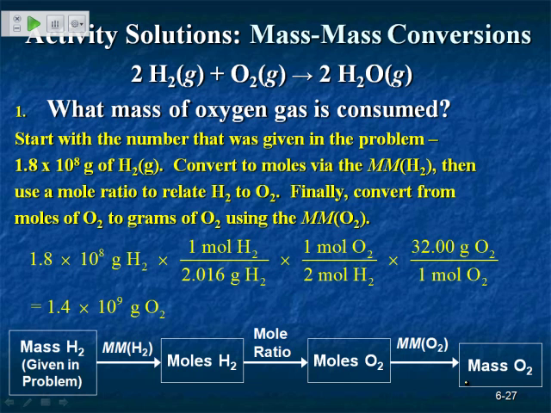What mass of oxygen do we require? What was the second question? What mass of water is produced? Okay, so that's our second question. Again, we are starting with 1.8 grams of hydrogen.